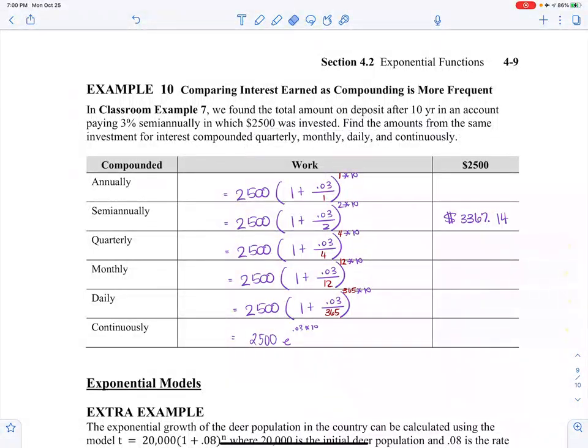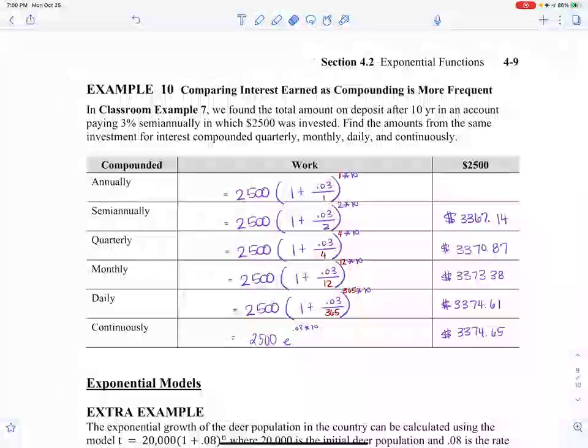All right, if we invest quarterly, that's going to be $3,370.87. Monthly will be $3,373.38. Oh, we gained a whopping $2 and something. If we compound daily, this is going to be $3,374.61. And then if we compound continuously, so this is the one where we need to change our formula, we're going to get $3,374.65. So you'll notice that each time I get a little bit more. It's not crazy significant, but it is a little bit more.